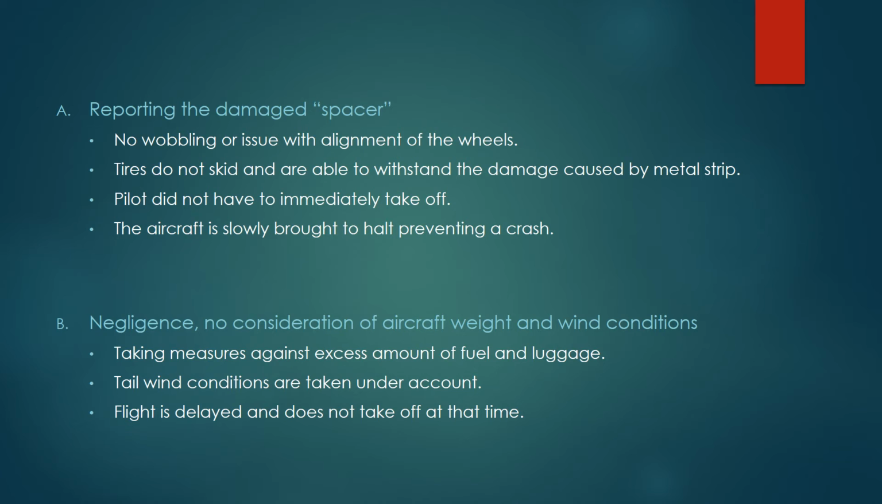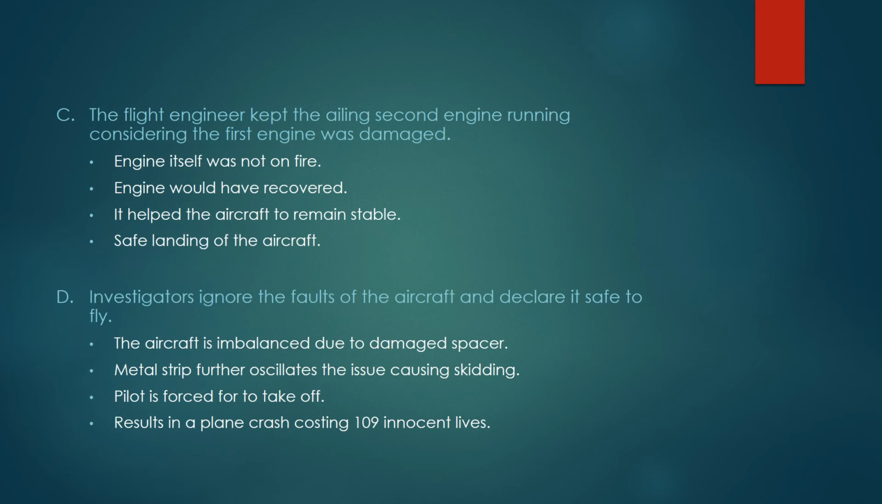B. Negligence of aircraft overweight and wind conditions. This approach will make the pilot and the aircraft team take strict measures against the fact that the plane was overweight with extra fuel and luggage, and the flight is also delayed due to bad tailwind. C. The flight engineer kept the ailing second engine running considering the first engine was damaged. As the second engine was shut off, it breached all set procedures. The engine itself was not on fire, and as the tank emptied and the fire burnt itself out, it would probably have recovered. This would help the aircraft to remain stable and the pilot could have made a safe landing.